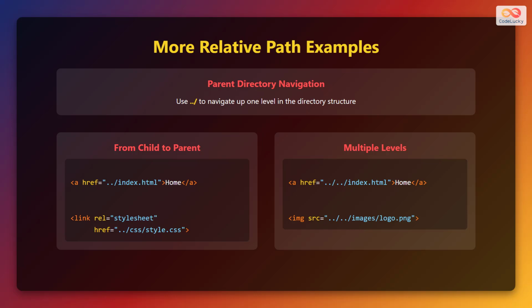When dealing with multiple levels of nested folders, you can use multiple ../ sequences to go up multiple levels. For instance, if you're in pages/products/item.html and want to link to index.html, you'd use ../../index.html. Similarly, to link to images/logo.png from the same item.html file, you would use ../../images/logo.png.